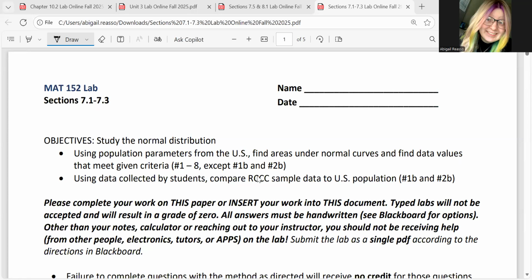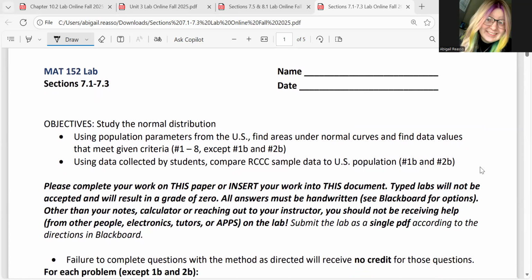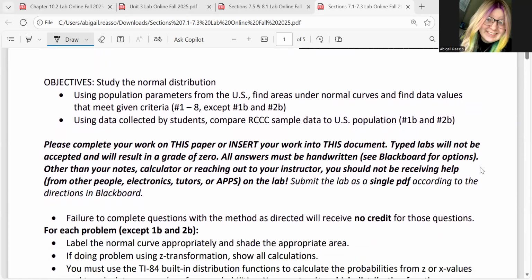Again, as always, we have our objectives listed here first and our directions. So please complete your work on this paper or insert your work into this document. Typed labs are not going to be accepted and will result in a grade of 0. All answers must be handwritten. Other than your notes, calculator, or reaching out to your instructor, you should not be receiving help from other people, electronics, tutors, or apps on this lab.